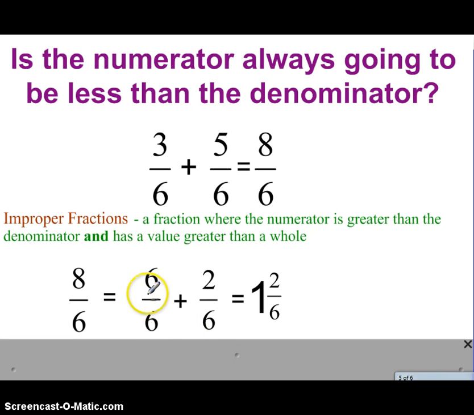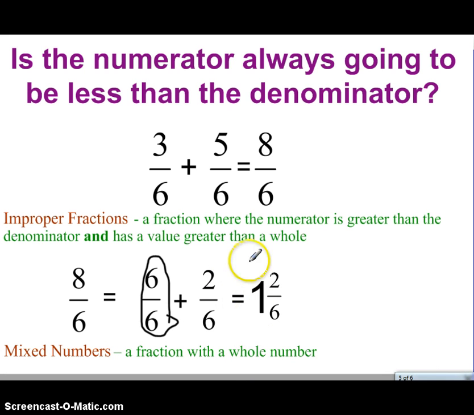8/6 has 6/6 plus 2/6, and this should look very familiar to everybody from the last page we just looked at. 6/6 is a unity fraction. It is equal to 1, and 2/6 are left behind. So 8/6 is equal to 1 2/6. This is called a mixed number. It is a fraction with a whole number.